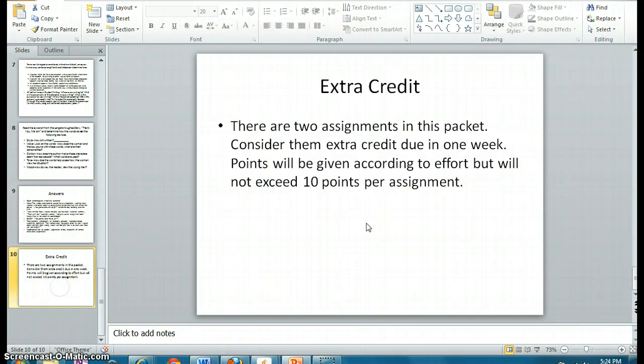But look at this last part. There are 2 extra credit assignments, only because I don't want to give you too much extra work. I love these assignments. I hope you read through them and give it a shot. According to your effort is how I attribute the points, but no more than 10 points per each assignment. But it depends on your efforts.